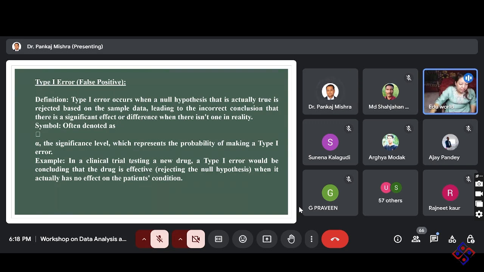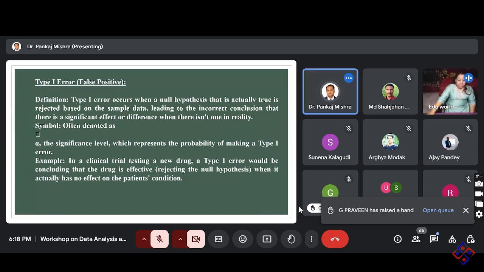In a clinical trial testing a new drug, a type 1 error would be concluding that the drug is effective when it actually has no effect on the patient's condition. That means you have given the drug and the drug is not actually functioning properly on the patient's body, but still you are saying the drug is good. So that is a type 1 error.